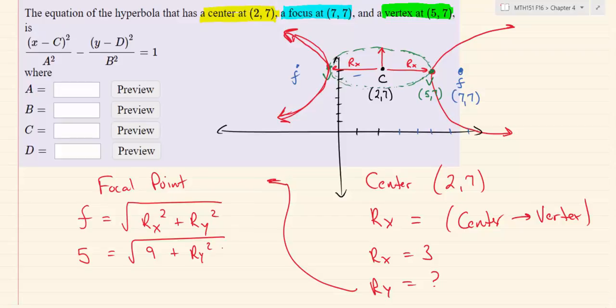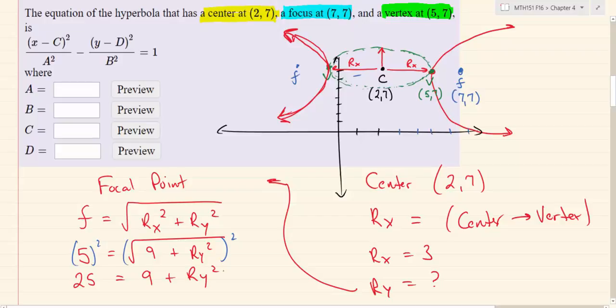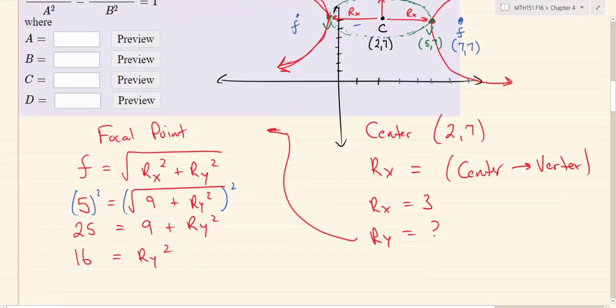So now we solve this. I would square both sides, and then subtract 9 from both sides, and then square root both sides. 4 equals r sub y. So r sub y is equal to 4. So r sub x is equal to 3. R sub y is equal to 4.